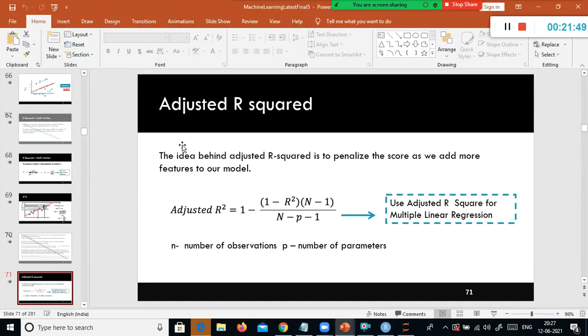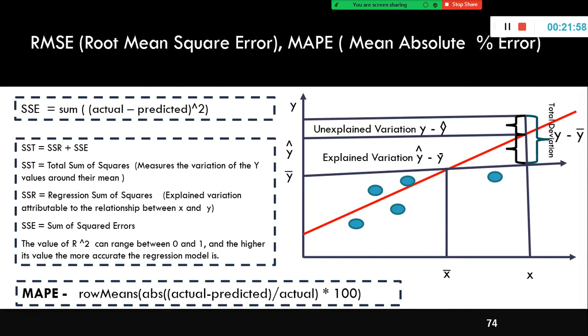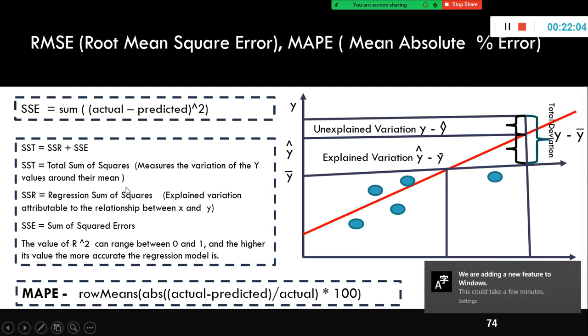So now you understood what is R squared and what is adjusted R squared also. The same thing, I put it like this: SST equals SSR plus SSE. The total sum of squares measures the variation in the y values around their mean. Regression sum of squares, and sum of squares error.